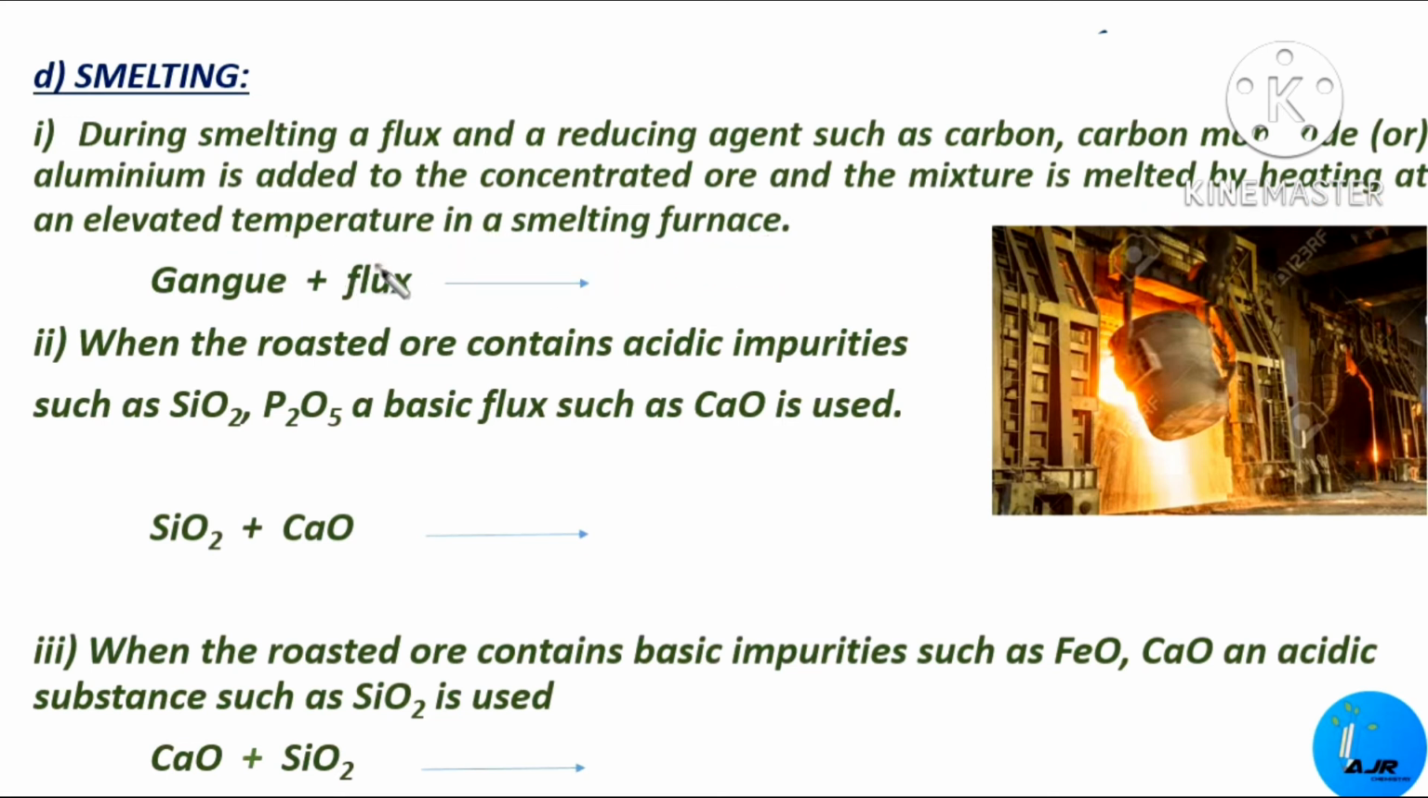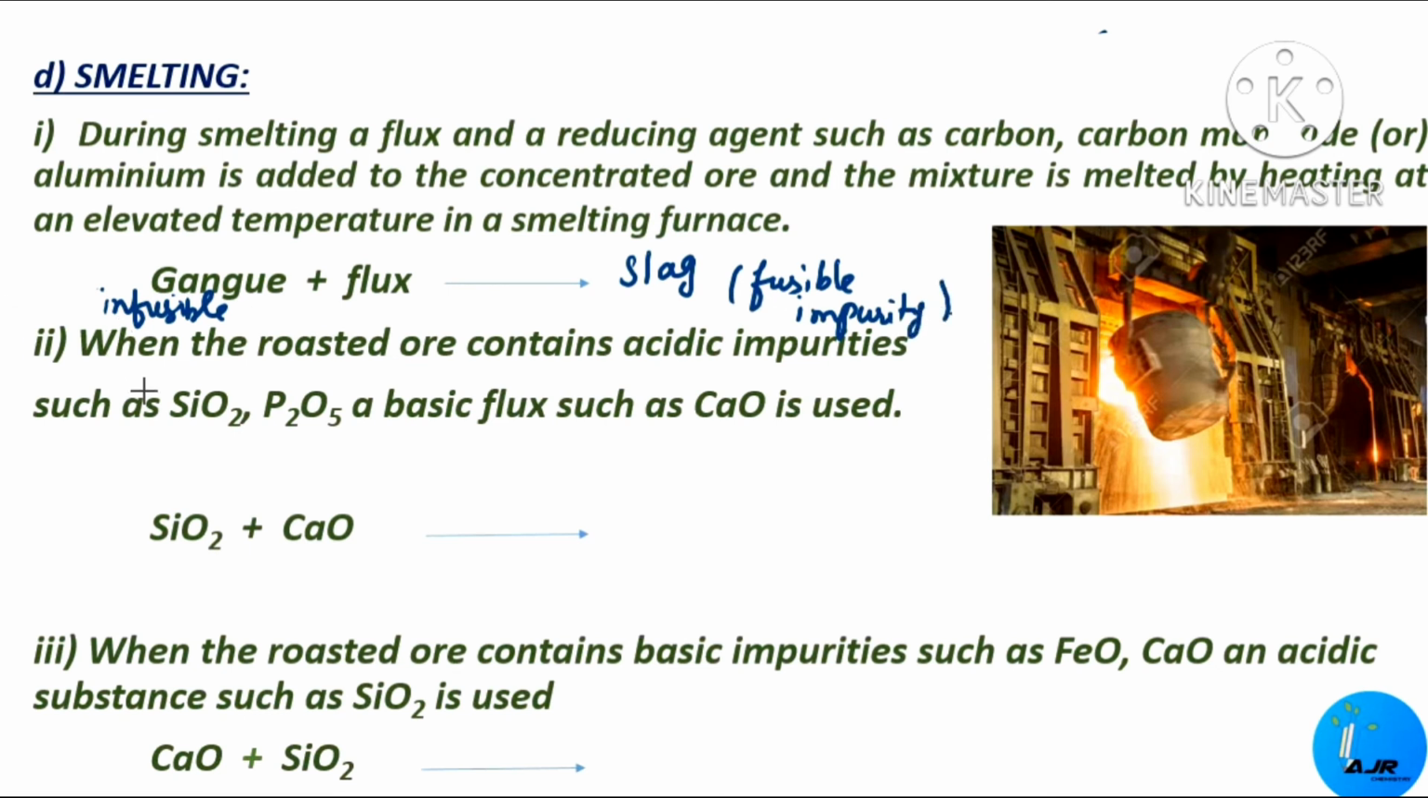So what happens during this process? The gangue combines with a flux. What is flux? Flux is a chemical substance that forms a fusible slag with gangue. Gangue is an infusible impurity. When it combines with flux, it forms slag. This is a fusible impurity.